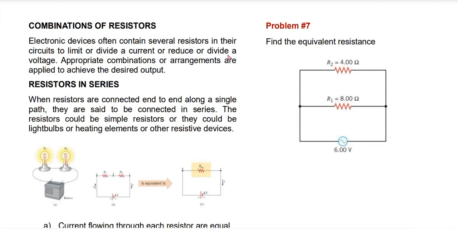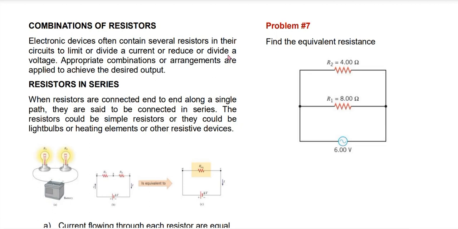When resistors are connected end-to-end along a single path, they are said to be connected in series. The resistors could be simple resistors, or they could be light bulbs or heating elements or other resistive devices. For example, here two light bulbs are connected end-to-end. There is a circuit formed. They are connected in series.